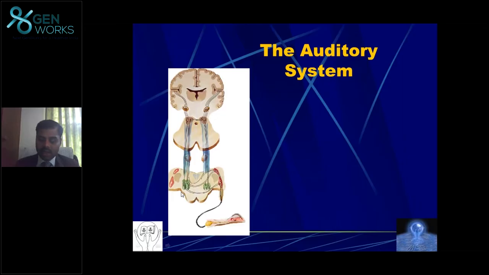Now, how do we assess the auditory pathway? There is another test to assess the auditory pathway, which is called the ABR. Okay, now this is the test. Remember, ABR is a test that assesses only the auditory function up till the brain stem. It doesn't assess the signal processing above the brain stem.